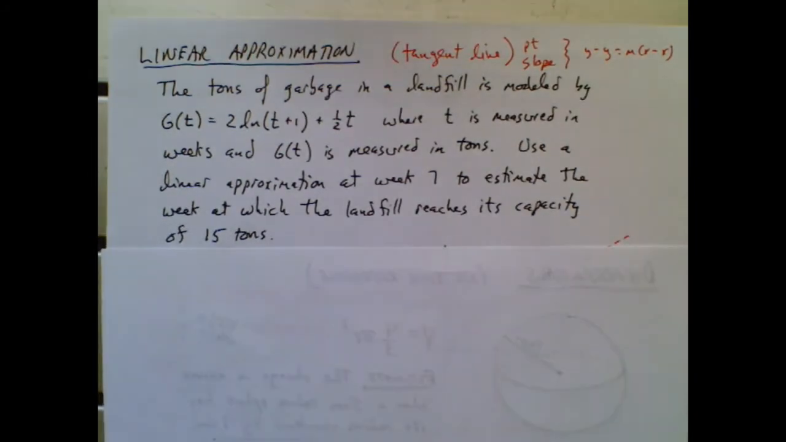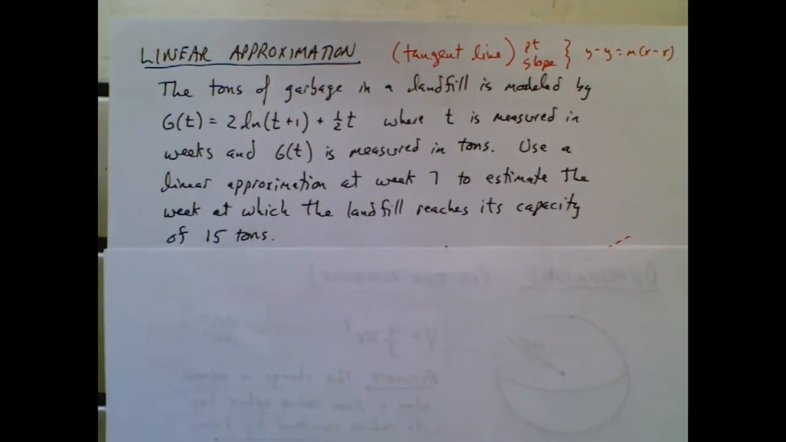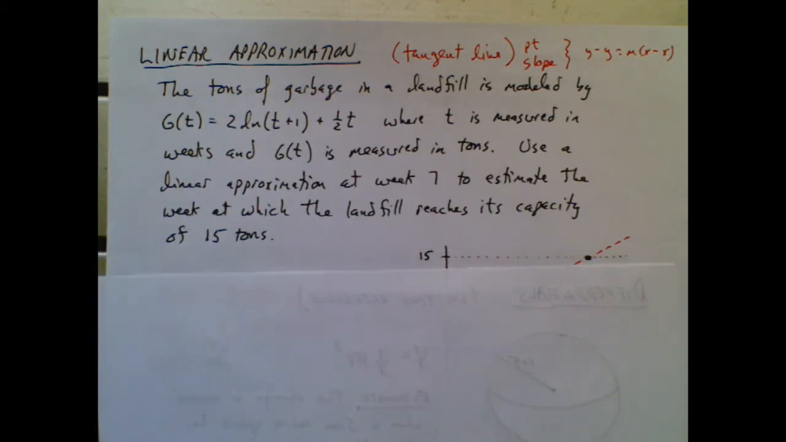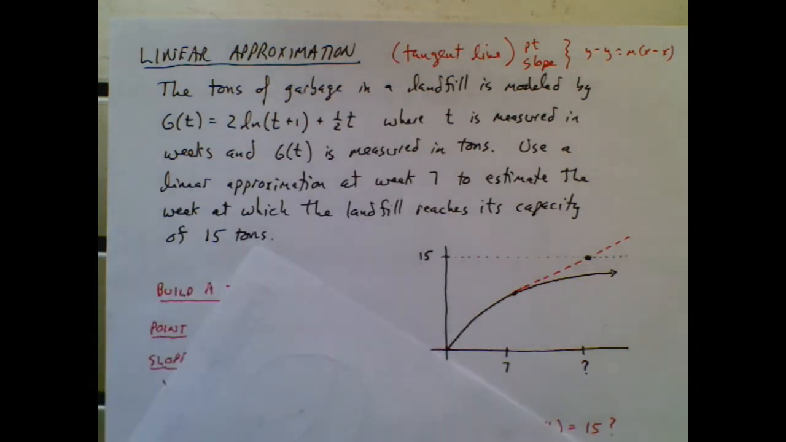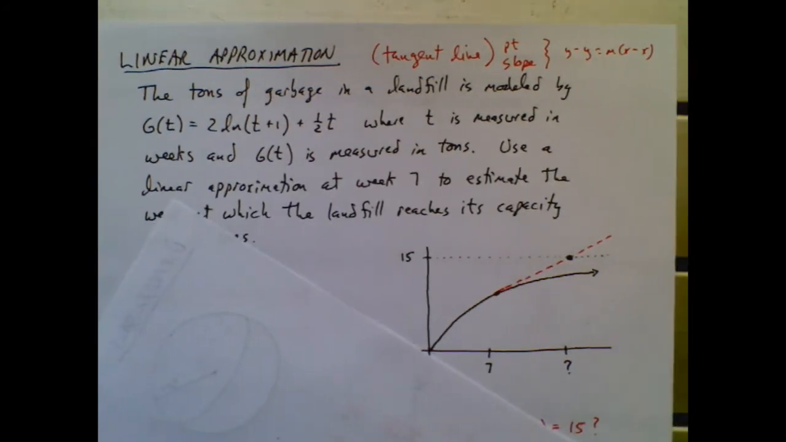I'll let you read this. And so here's what this is saying. It's saying we're getting garbage building up in a landfill, and eventually we're going to be at capacity. And for some reason, don't worry about why, we want to estimate that capacity time with a linear approximation, not the actual function. So with straight up pictures, it would kind of look like this.